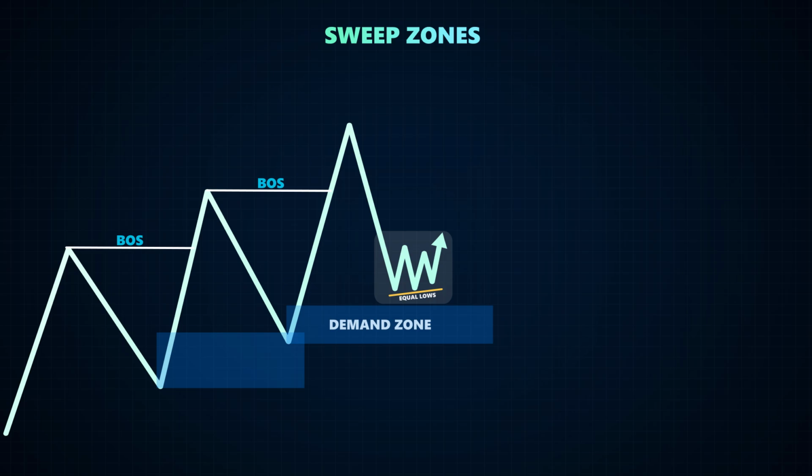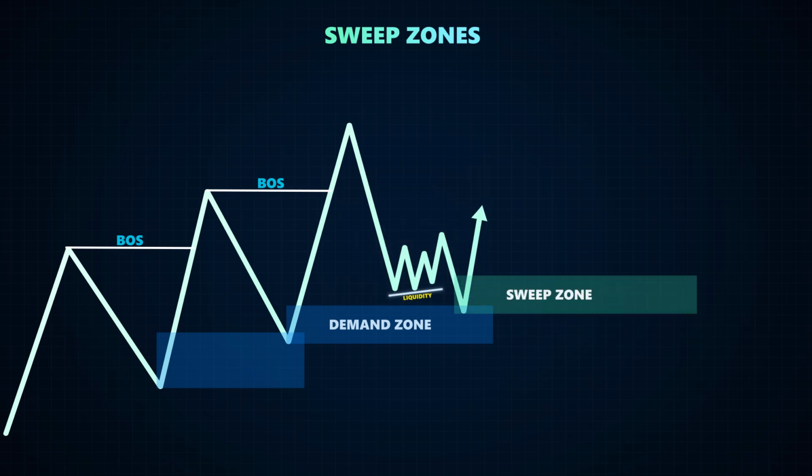And we know that stop losses are just sell orders waiting to be triggered. Now, here's where it gets interesting. Big institutions need liquidity to make large moves, and those stop losses are the perfect spot to get it. So they push the price down, triggering those stops and flooding the market with sell orders. Once they've got all that liquidity, they step in with massive buying power, causing the price to reverse sharply. This quick dip and reversal is what we call a sweep.